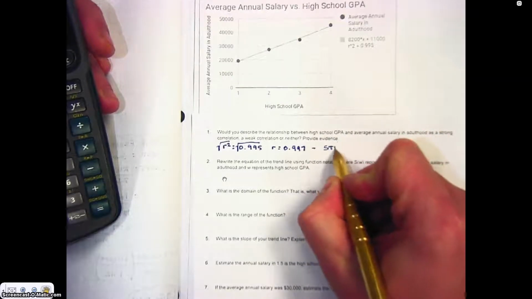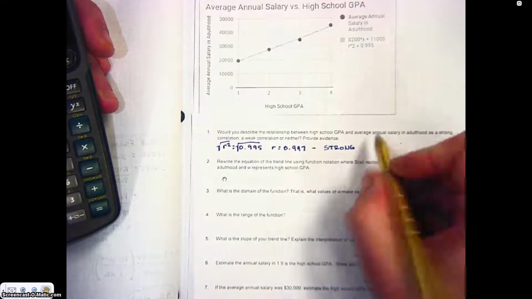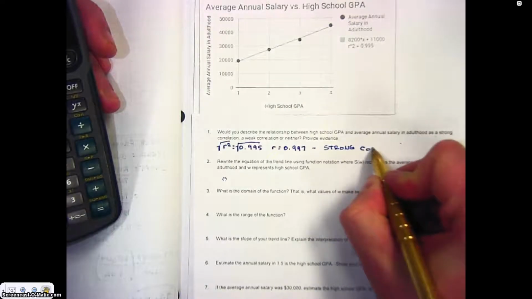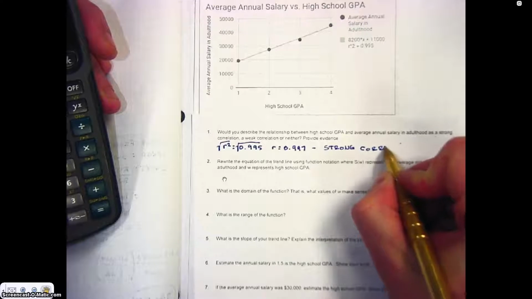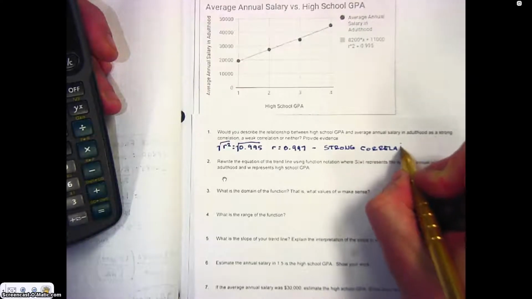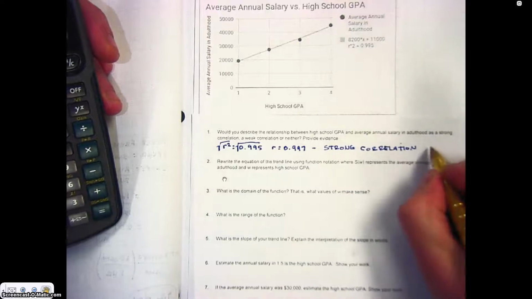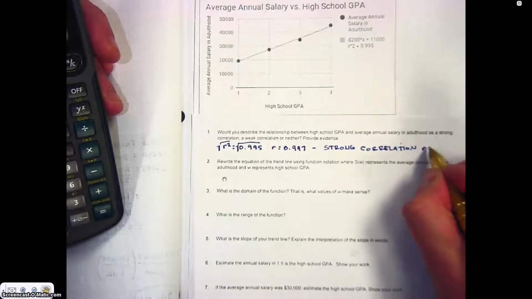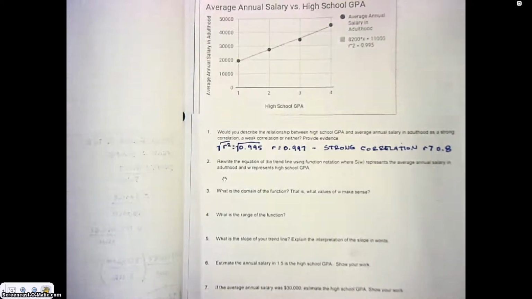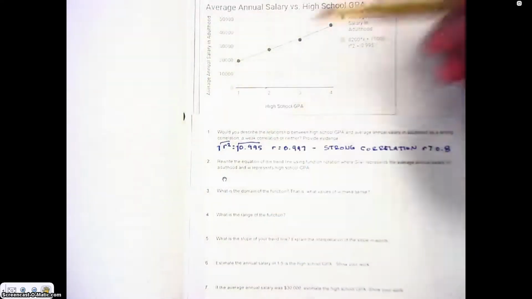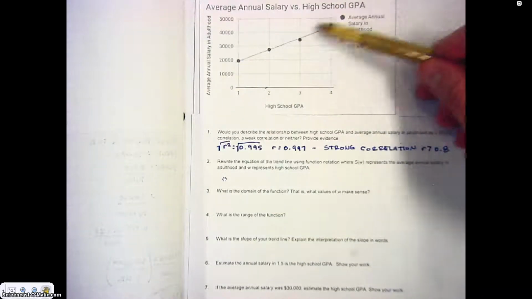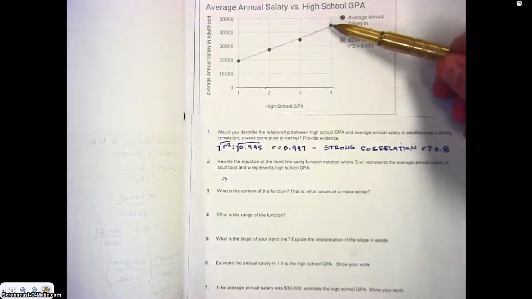And it's a strong correlation because that R number is greater than 0.8. And so what that means is that there is a very strong correlation between how much money you're going to make, your average salary, and your high school GPA.